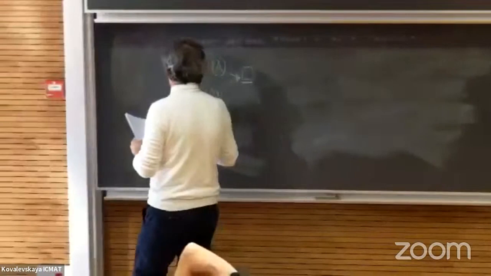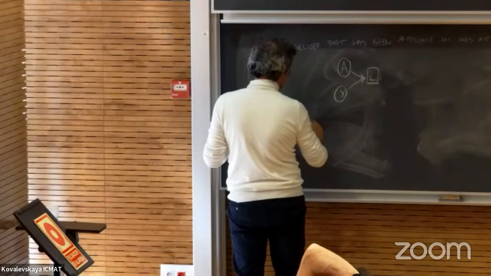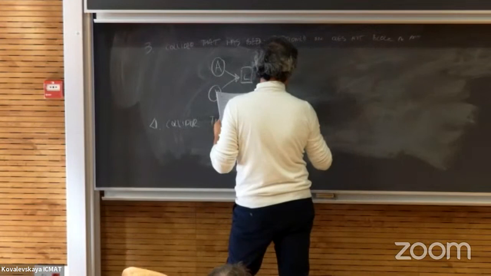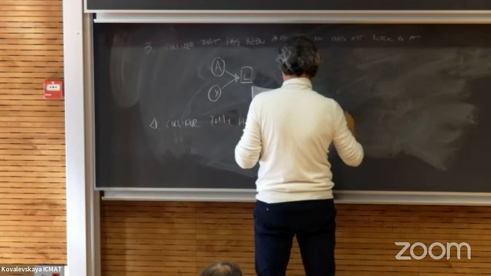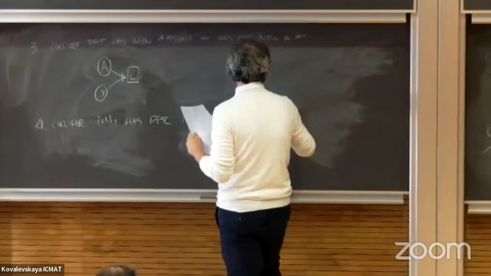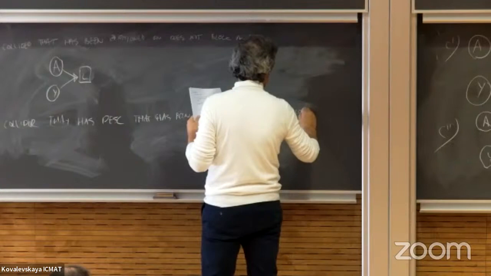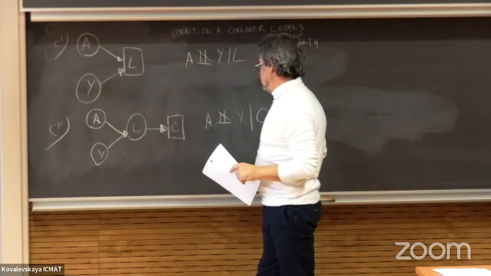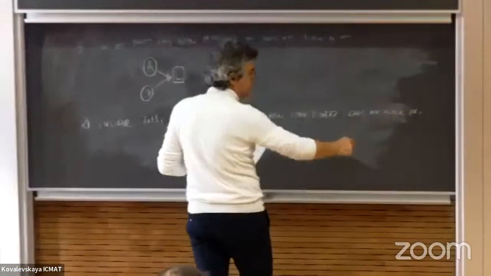And finally, a collider that has a descendant that has been conditioned on does not block a path either. And the example would be this one. So that does not block a path entails that there's a flow of information from A to Y. But the example is C. Okay.